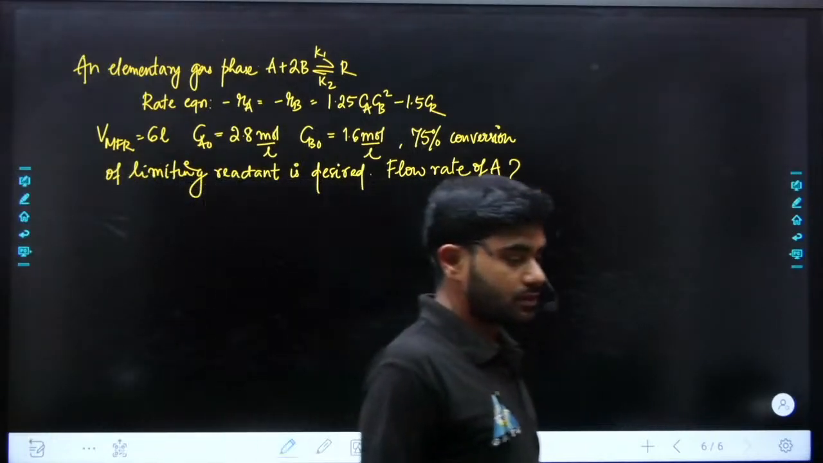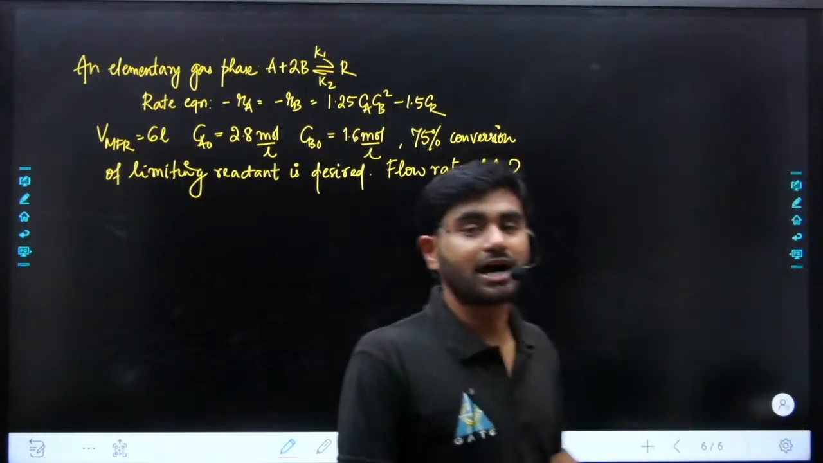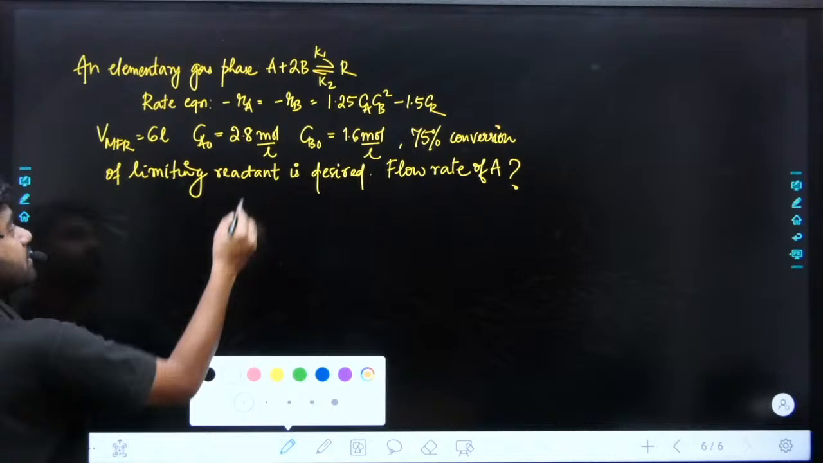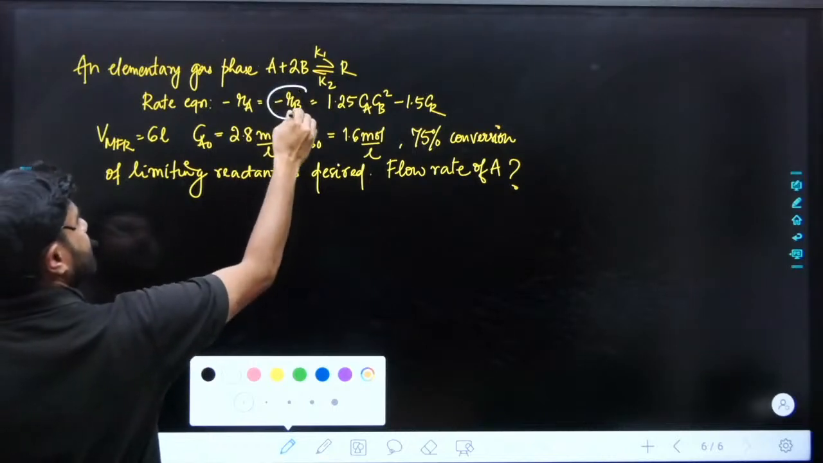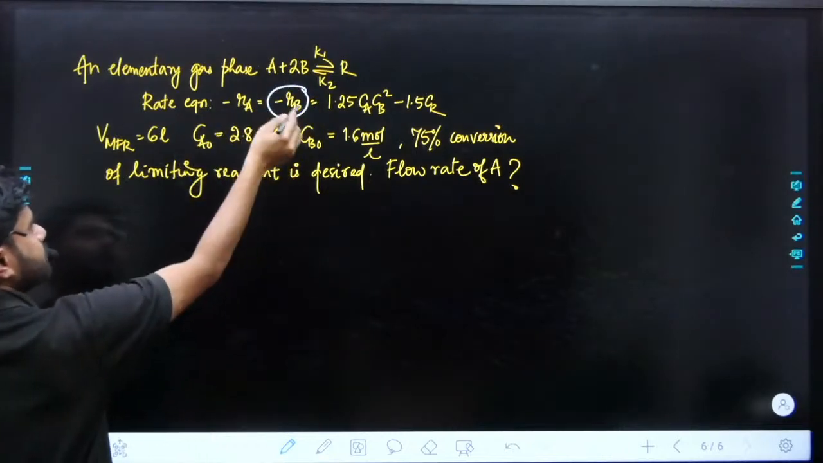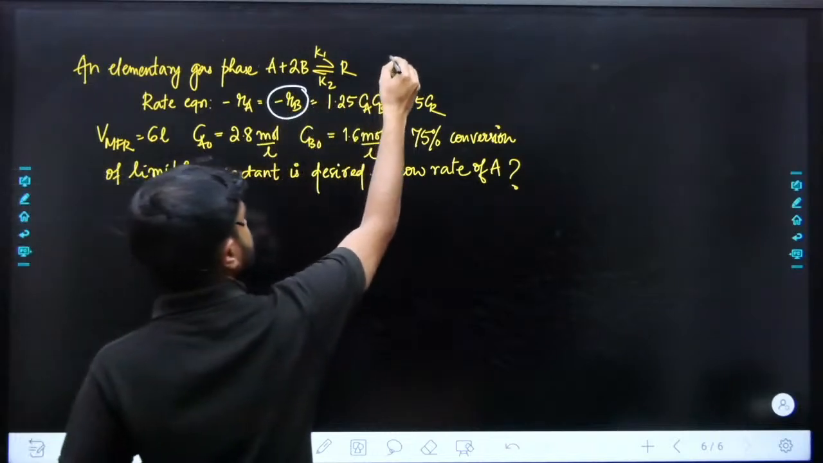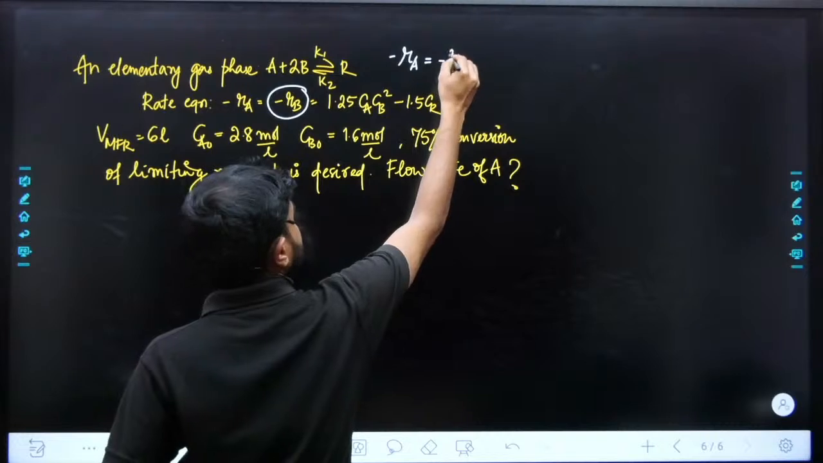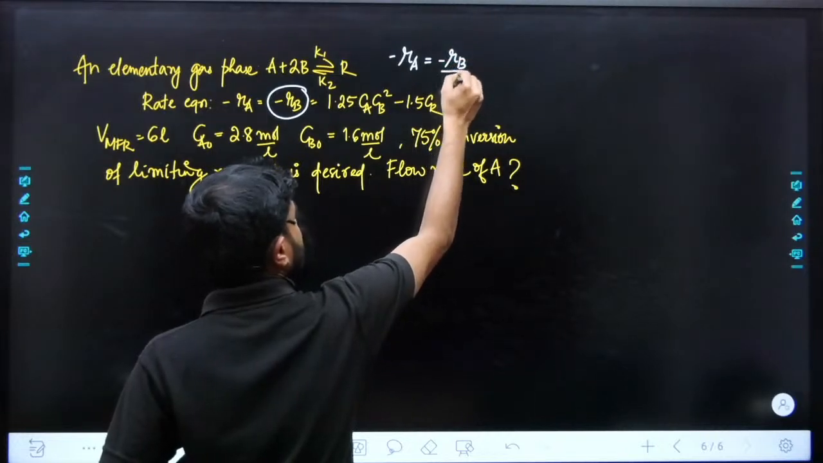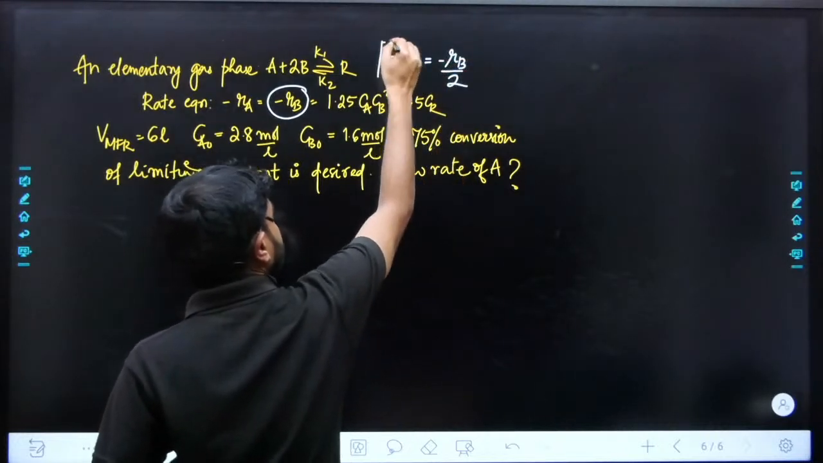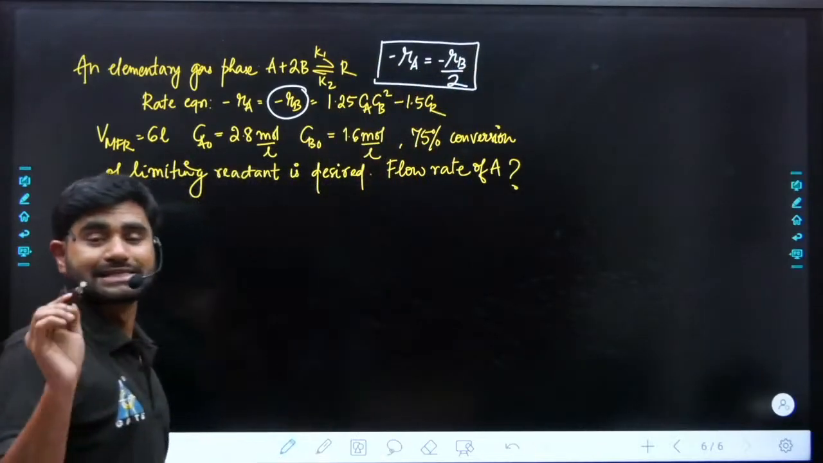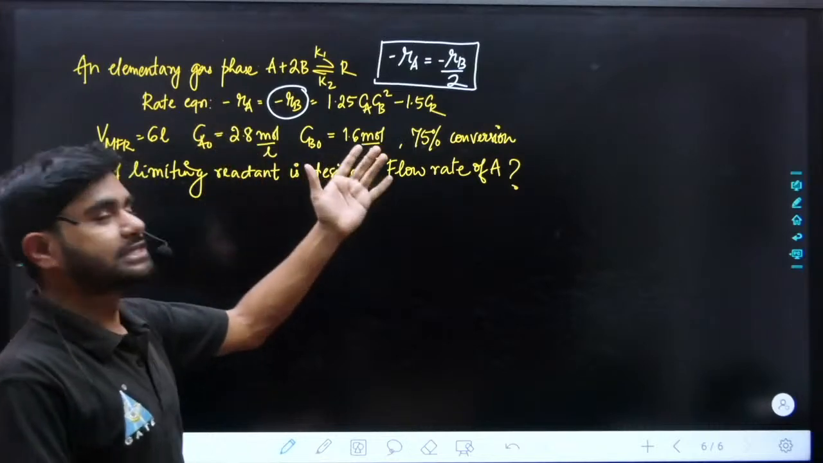Arshad is saying it is minus RB by 2. Exactly. Now you have identified the exact thing. This is minus RB by 2, because as per relative rates, minus RA will be equal to minus RB by 2. Now we have made sure that our concept is clear. Now proceed with the calculation.